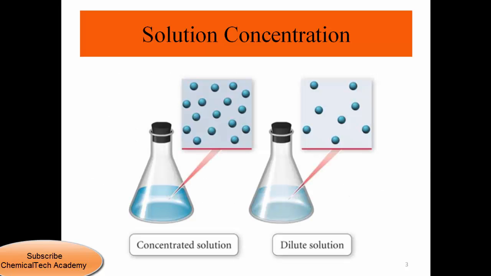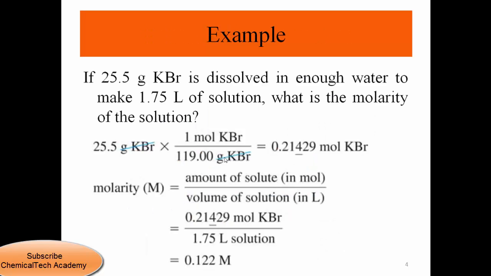As you see here, on the right hand side we have the dilute solution, which has a lower number of solute in the solution, and on the left hand side we have a concentrated solution, which has a lot of solute dissolved in a solvent. So let's have some examples.